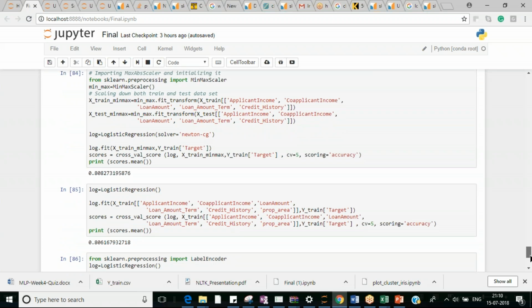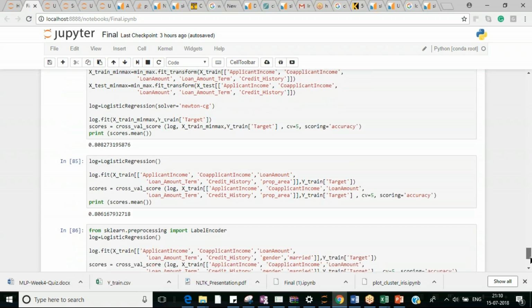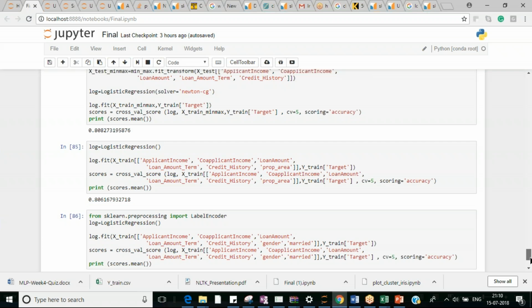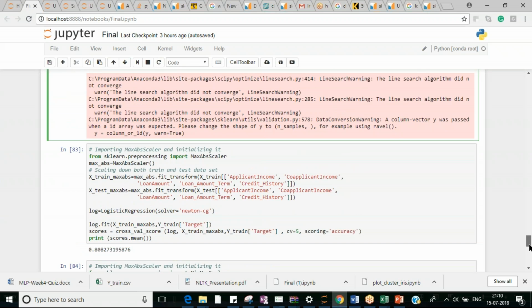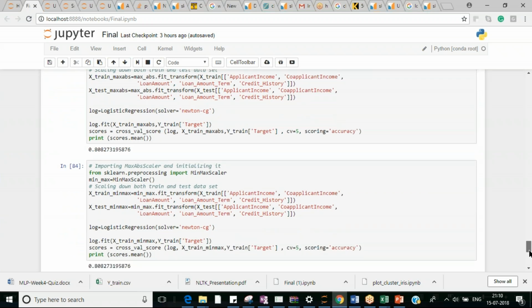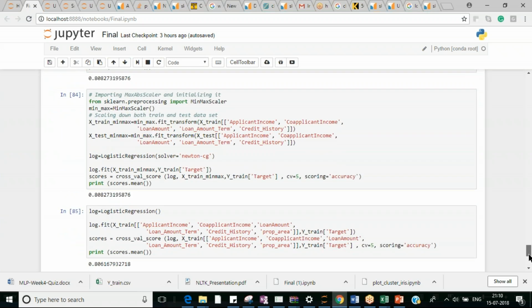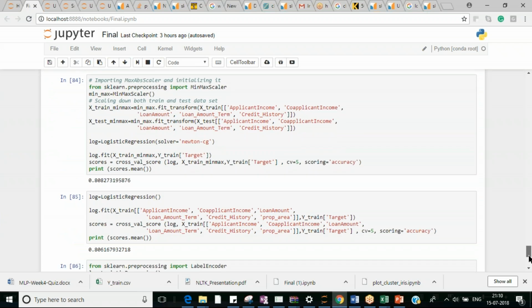One quick question. Here in the code, you've written logistic regression solver Newton, Newton CG. I'll tell you what that solver means. I'll get back to you. I'll show you rather.